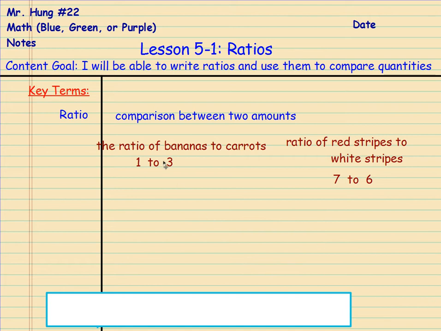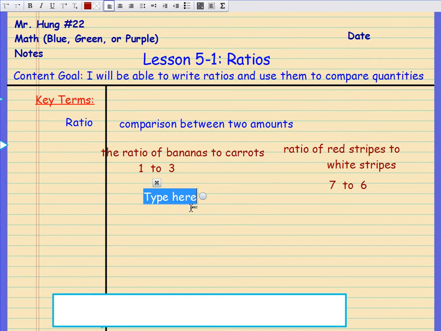Okay, so let's go back and look at the ratio of bananas to carrots. I wrote it as 1 to 3. There's 3 different ways of writing a ratio, and this is the first way. The second way is to write it with a colon. It can also be written as so. Same with 7 to 6. 7 to 6 with a colon.